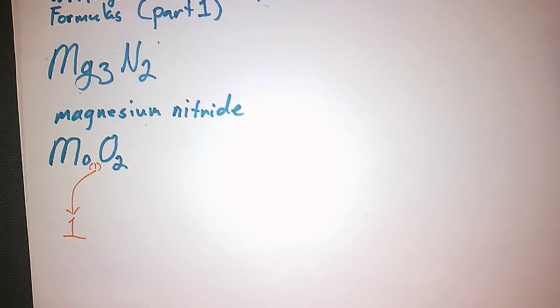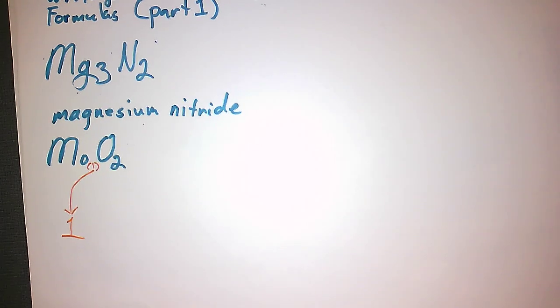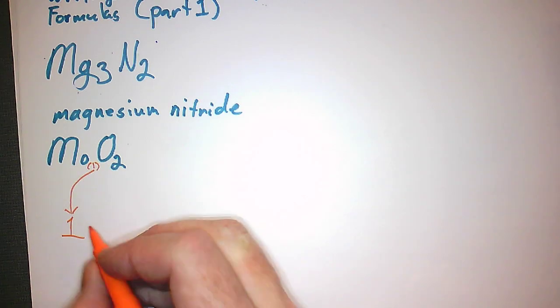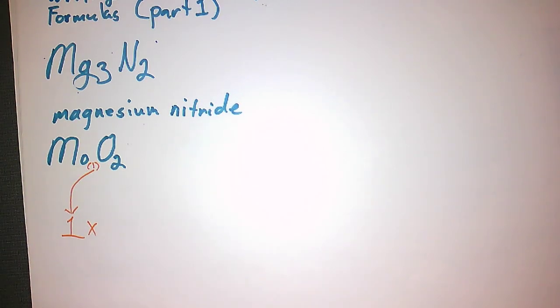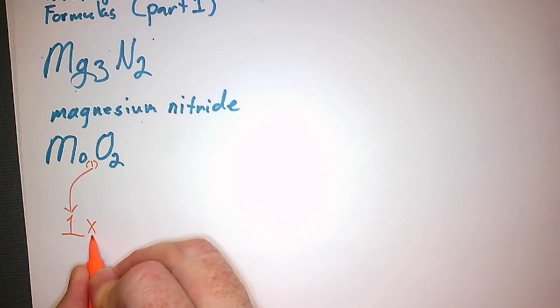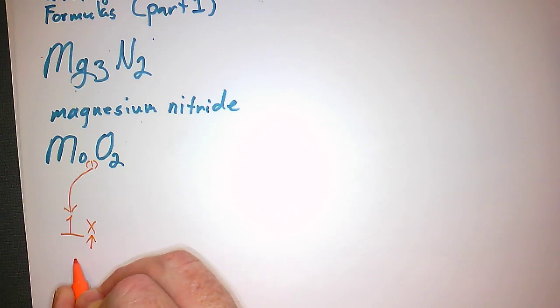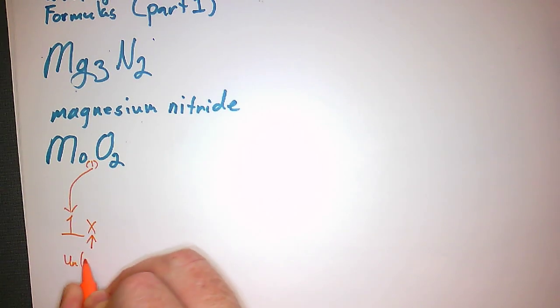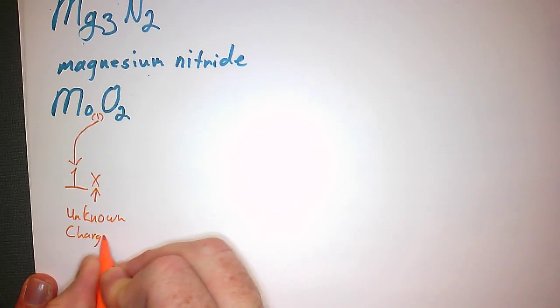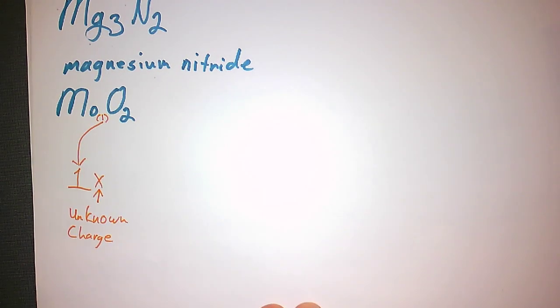We don't know the charge. In algebra, what do you put for things you don't know? What kind of variable? What's the most common one? X, there you go. Could you put Y or Z or whatever you want to put there? Yeah, I don't care. All right, the X stands for the unknown charge or unknown oxidation number. All right? So that's what we're going to be solving for.